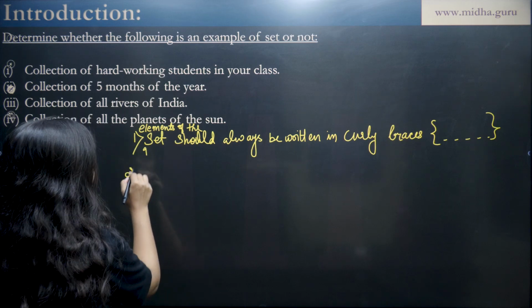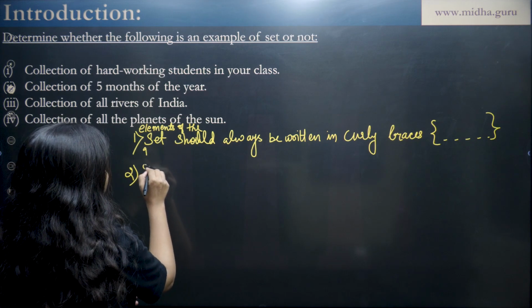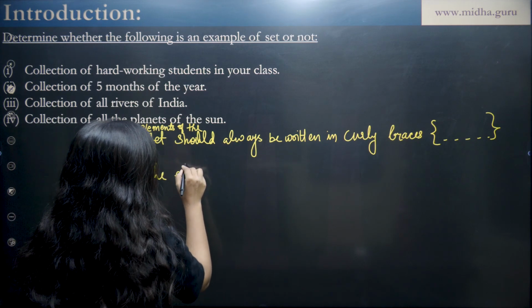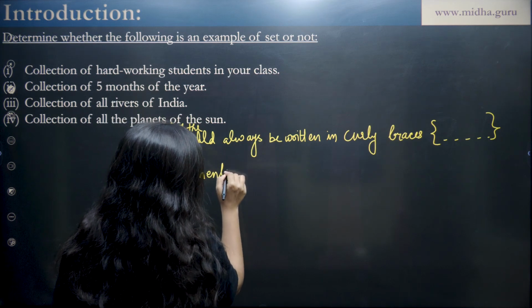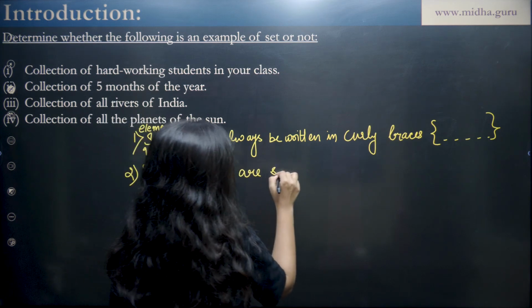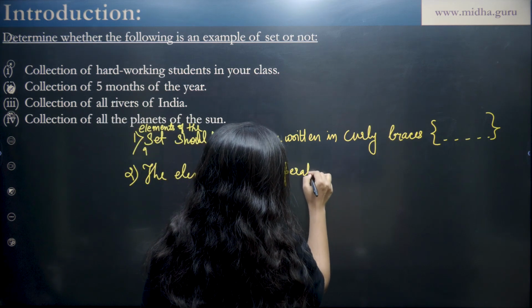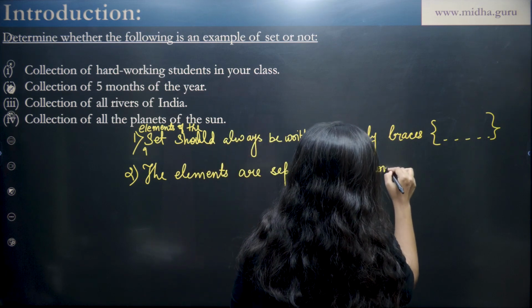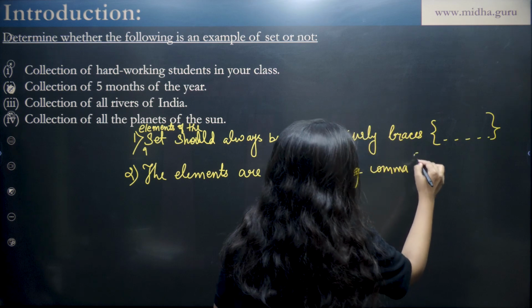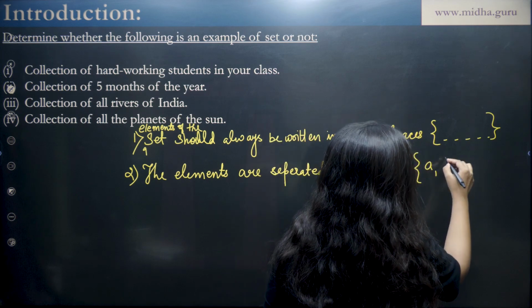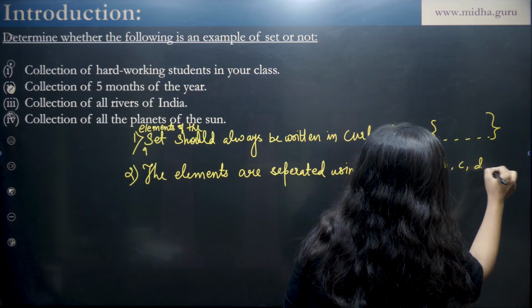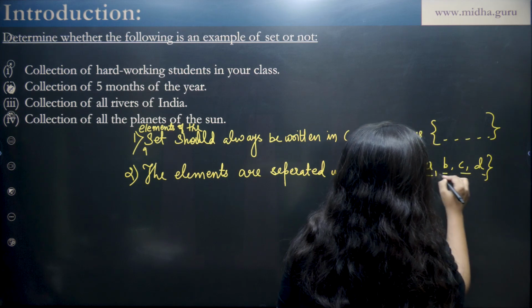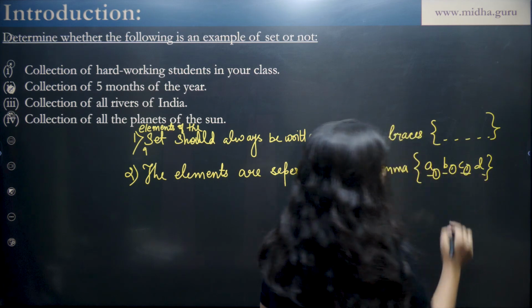Now second is the elements are separated using commas. Like if there are elements A, B, C, D, the elements are separated by using commas.